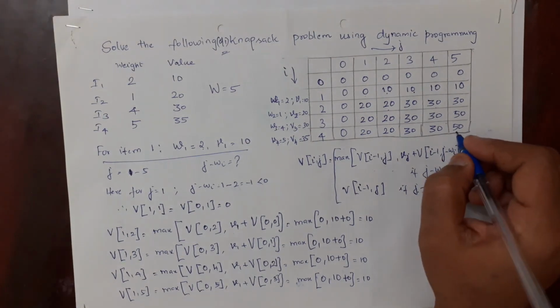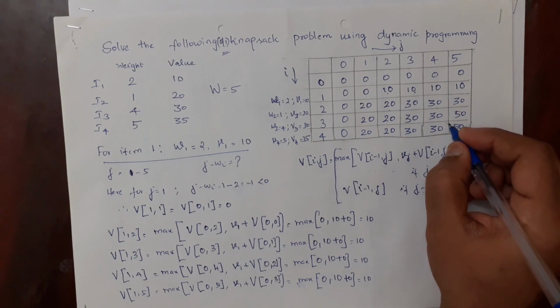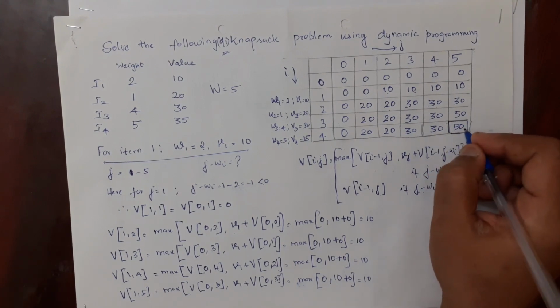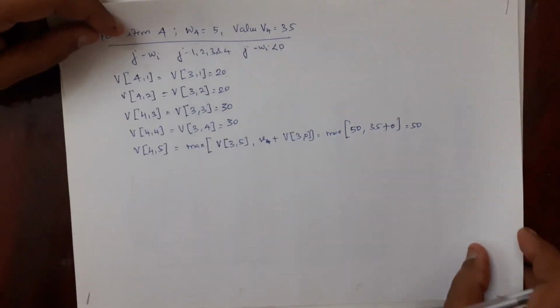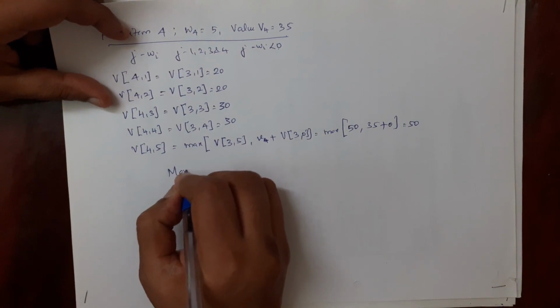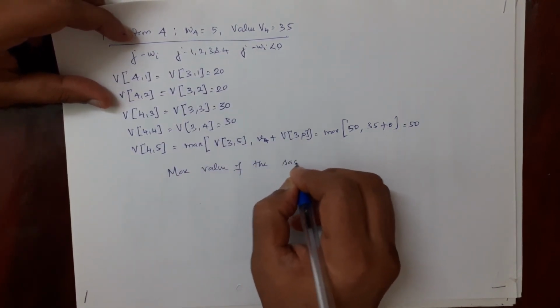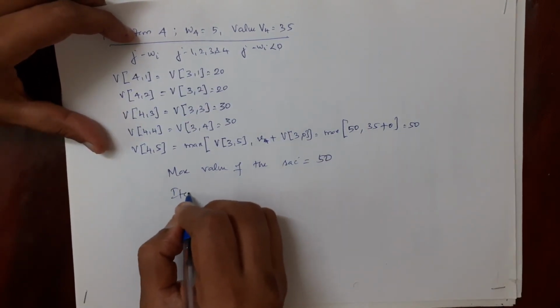So based on this table, we can tell that the maximum value of the sack after solving the 0/1 knapsack problem is 50. So the maximum value of the sack is equal to 50. Now we have to find what are the items to be filled.